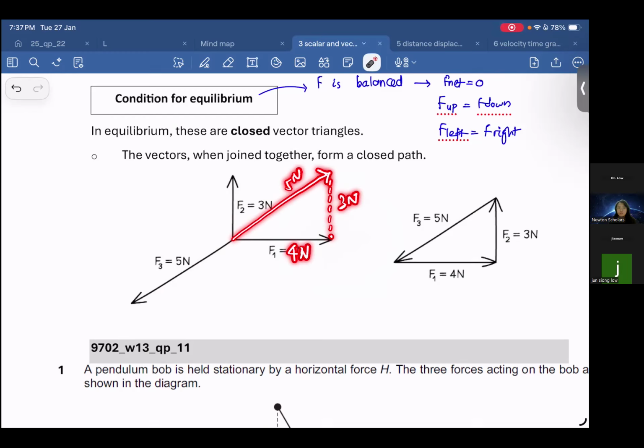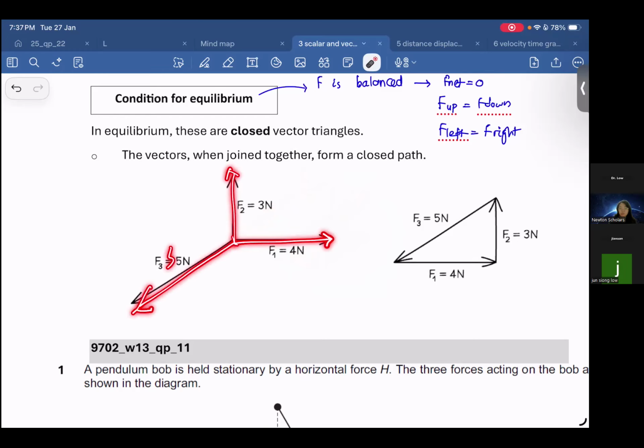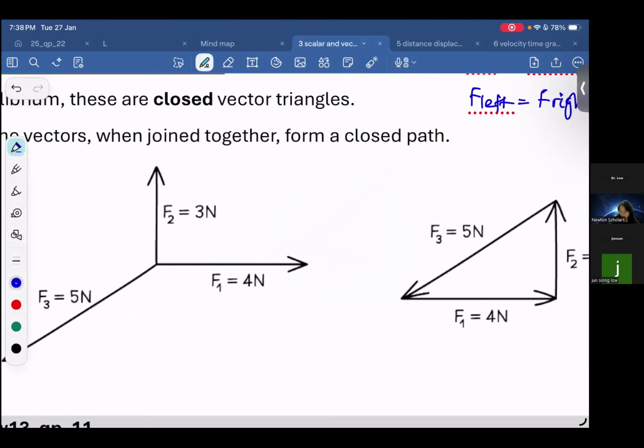Right now, if you don't have the 5 Newton F3, supposedly the object will be moving in this direction with 5 Newton. So if you balance it, that means you will have a third force to cancel out this 5 Newton in the opposite direction. That's why with 3 Newton and 4 Newton, F1 and F2, when there is an F3 in the opposite direction to the resultant force, these three forces will become balanced. If we draw the vector diagram, actually they will form a closed path.